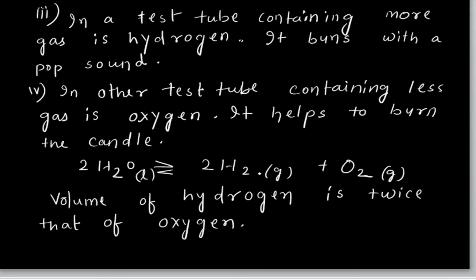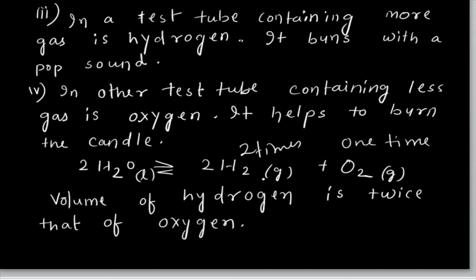The other test tube contains less gas. The hydrogen is 2 times, and oxygen is 1 time. That means oxygen is 1 time and hydrogen 2 times. So this oxygen is half of the hydrogen.